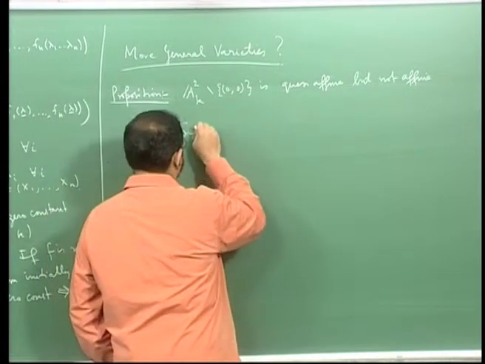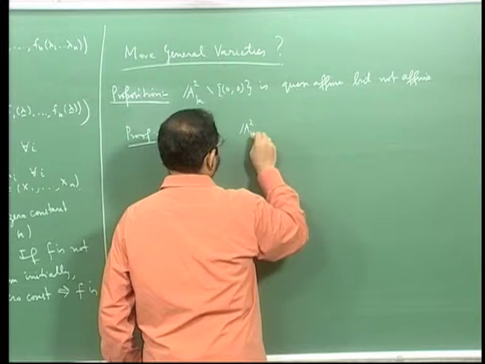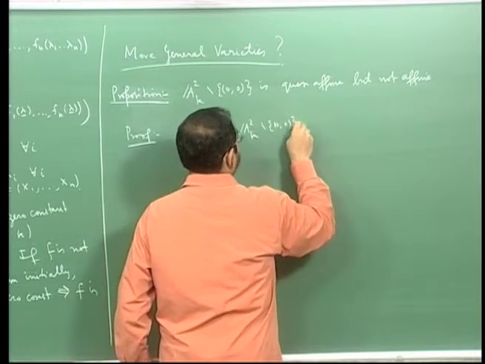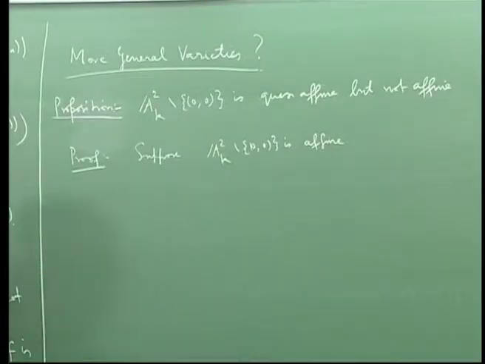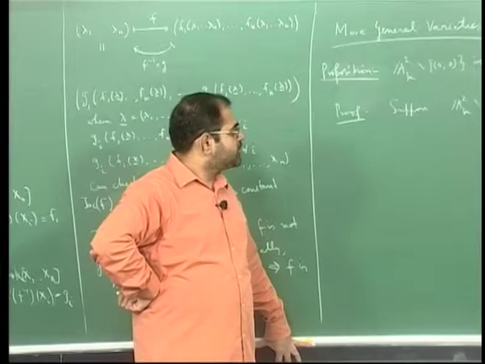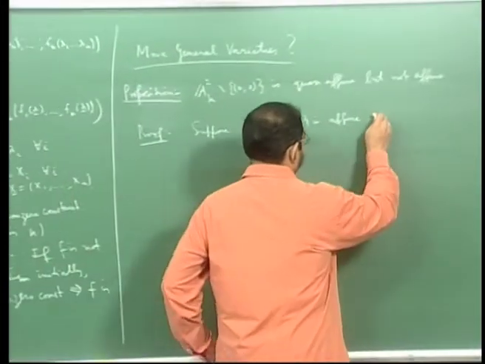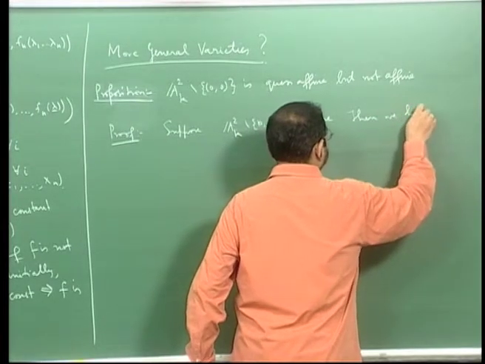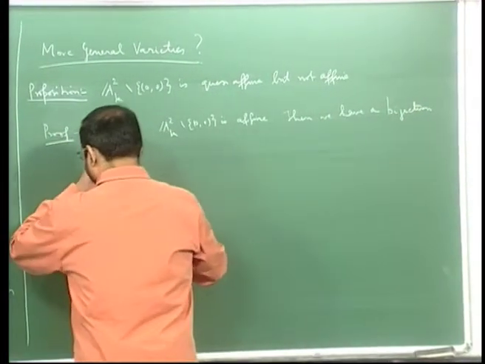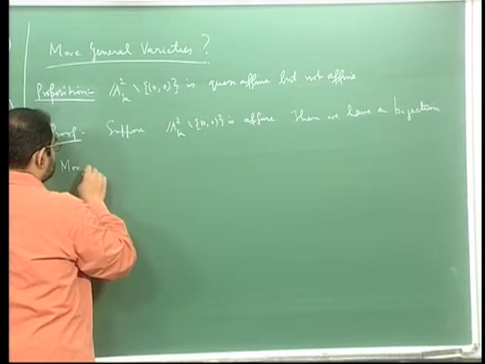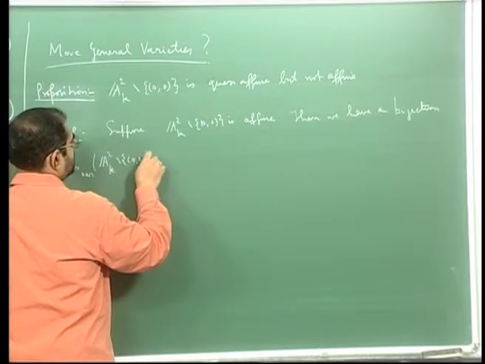So suppose A2 minus a point, A2 minus the origin, the punctured plane, is affine. Now what that means is that I am assuming that it is isomorphic to an affine variety. So if it is affine, then it has an affine coordinate ring. So then we have a bijection. As we have seen, there is this bijection alpha, which is morphisms of varieties from A2 minus the origin to A2.